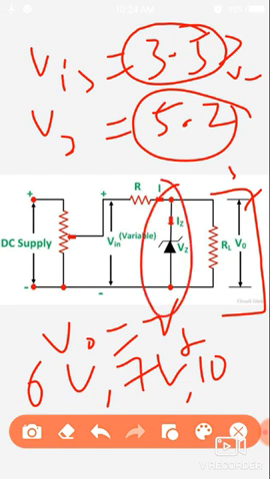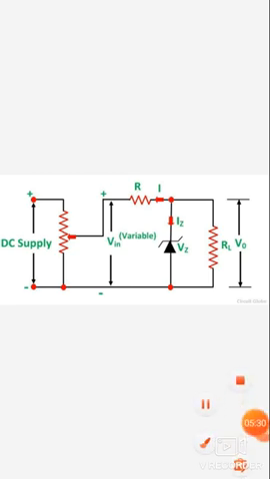In the next lecture, we will discuss how to find the minimum values of RL and R for a desired value of Zener diode voltage corresponding to any voltage in which we are interested.